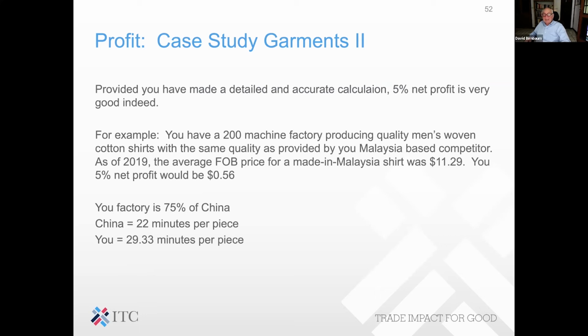Provided you have a detailed calculation, that problem is pretty good. Take an example. You have a 200 machine factory producing quality men's woven cotton shirts with the same quality provided by your Malaysia-based competitor. In 2019, the average FOB price for a Malaysia shirt was $11.29. Your profit would be 56 cents.